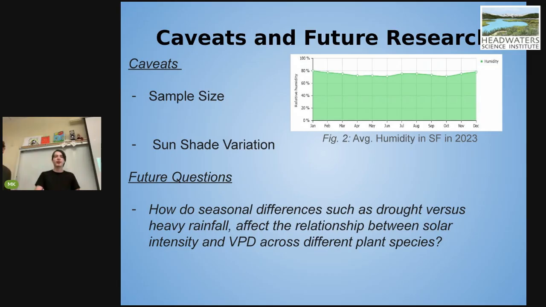One future question that we thought would be interesting to research is how seasonal differences, such as drought versus heavy rainfall, affect the relationship between solar intensity and VPD across the different plant species we measured, specifically because we are very constrained by time and were only able to measure in one day. Being able to see how the environment changes over longer periods of time and under different environmental conditions, more than just fog, would be very interesting, and I think it would also help with our data.